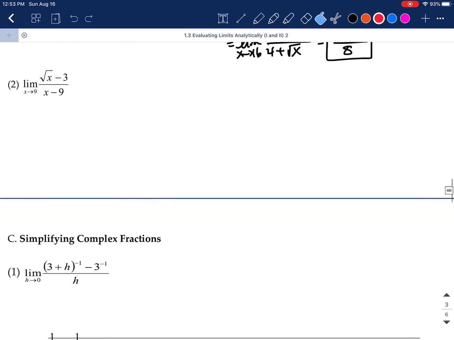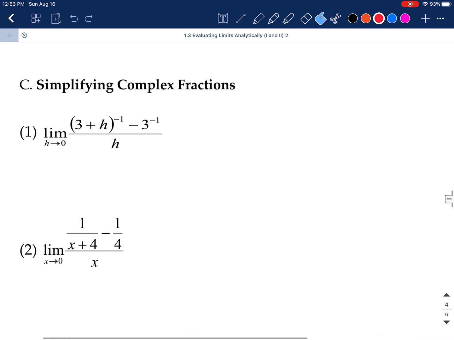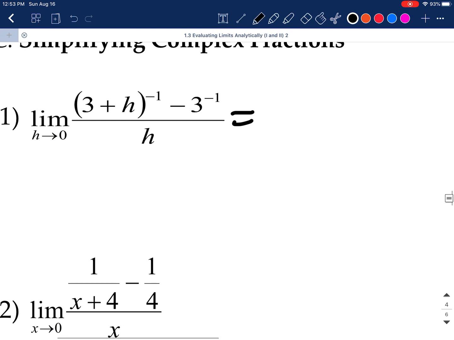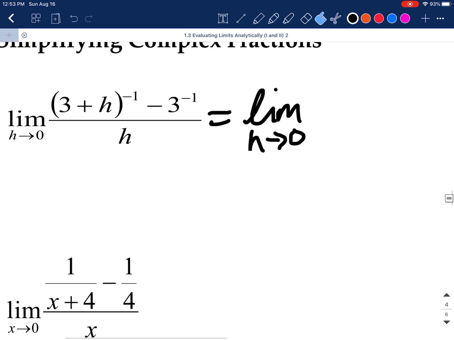Okay. And then the last technique is going to be simplifying complex fractions. So if we look at that, number 2 is actually already simplified. Number 1 isn't quite. So for number 1, it's probably going to be a better idea to rewrite the expression. But note, exponents are going to be written in many different ways, so be ready for that.